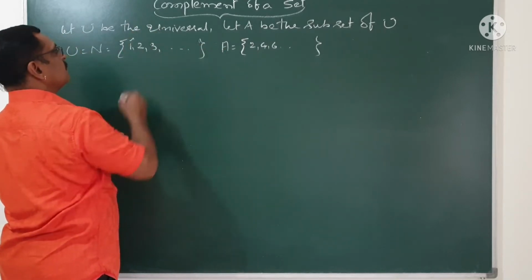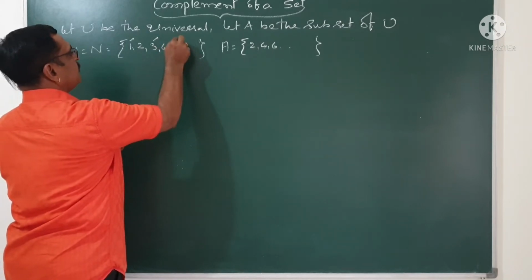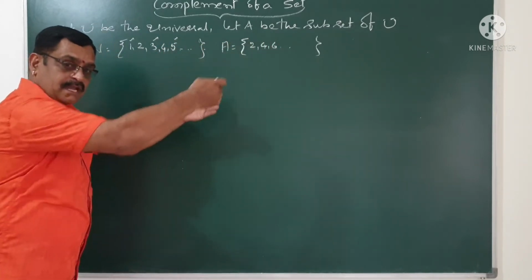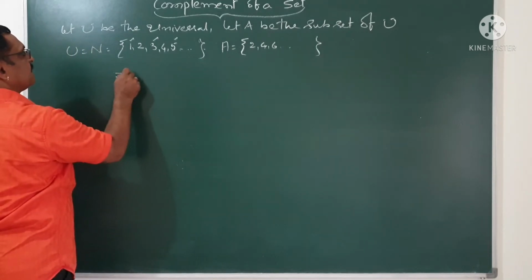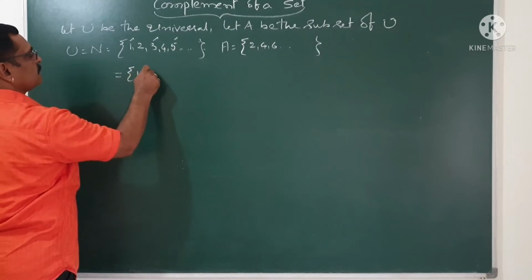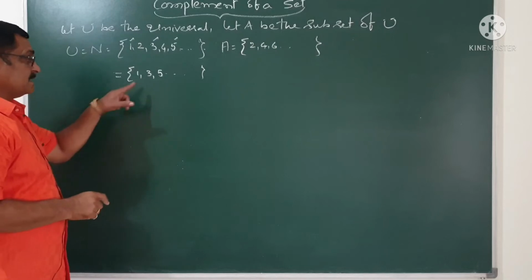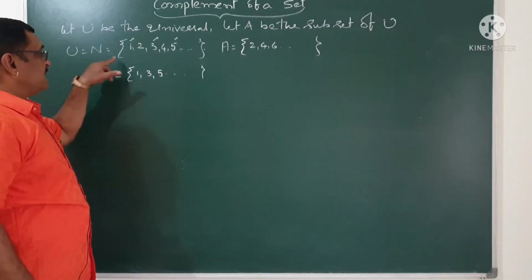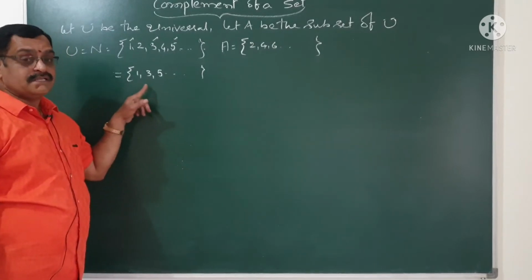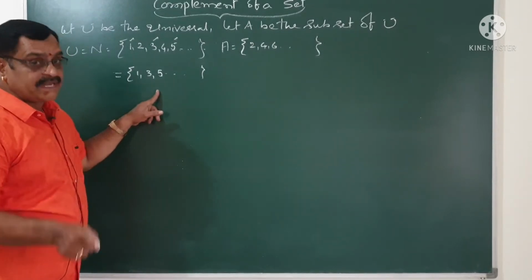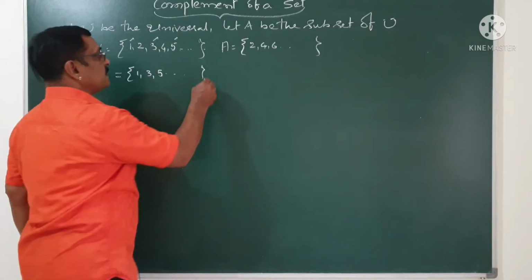1, 3, 5 and so on. I will write them as a separate set: 1, 3, 5 and so on. These elements you will find only in N but not in A. This is called the complement of set A.